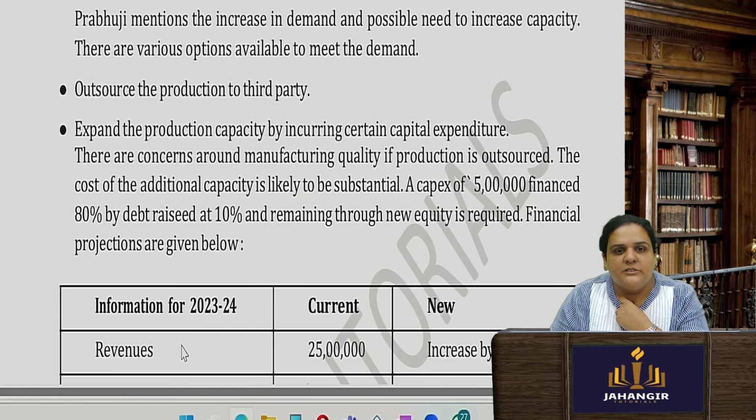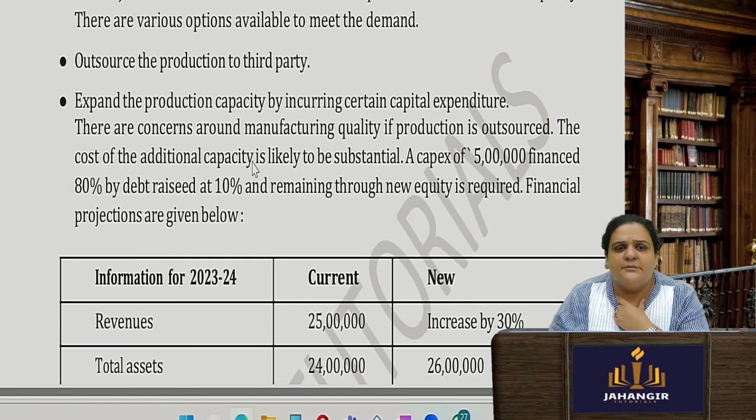Either you outsource the production to a third party. The second option is to expand the production capacity and incur a new capital expenditure. There are concerns around manufacturing quality if production is outsourced. The cost of additional capacity is likely to be substantial. A capex of 5 lakhs.